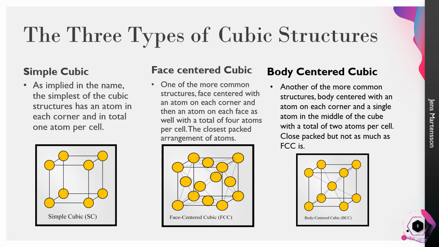And then next is the face-centered cubic structure. It's one of the more common ones, and it has an atom in each corner like the simple, and then an atom on each face. And there's a total of 4 atoms per cell, and it is the closest packed arrangement of atoms. And then the next one is a body-centered cubic structure, another of the more common ones, and it has an atom in each corner and then one in the middle as well. And it's closely packed, but not as much as a face-centered cubic structure is.